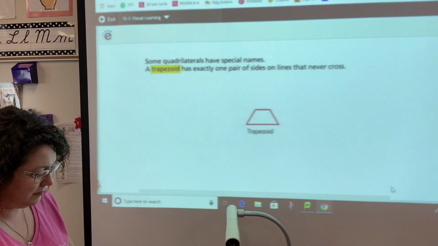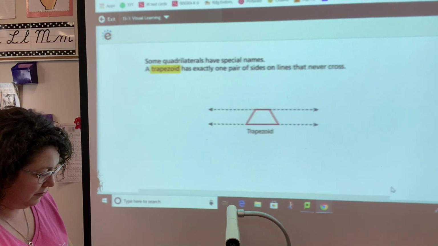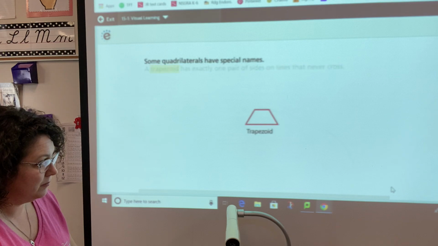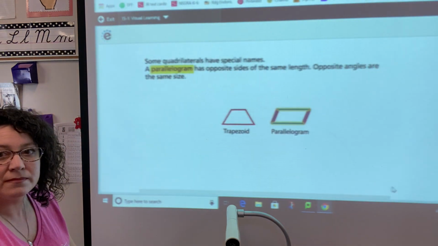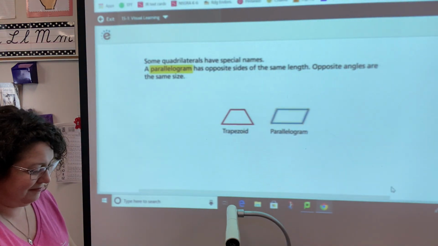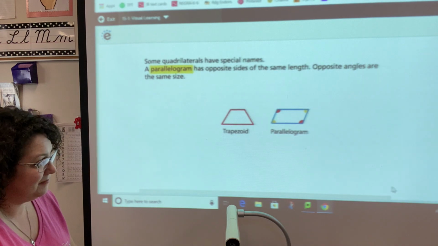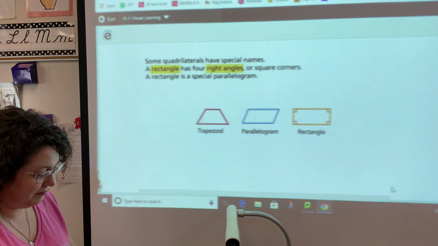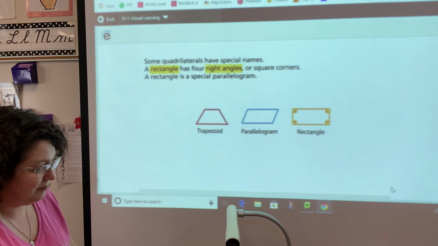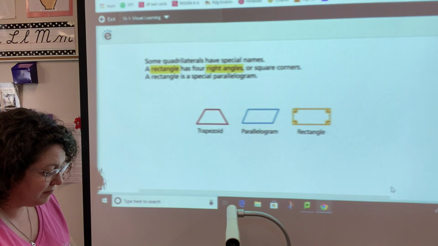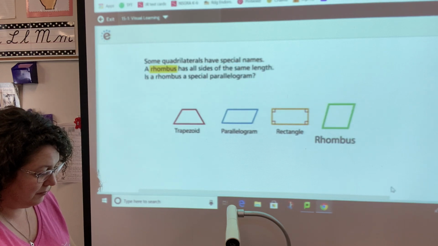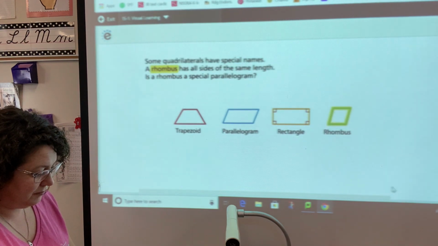A trapezoid has exactly one pair of sides on lines that never cross. A parallelogram has opposite sides of the same length. Opposite angles are the same size. A rectangle has four right angles or square corners. A rectangle is a special parallelogram. A rhombus has all sides of the same length.